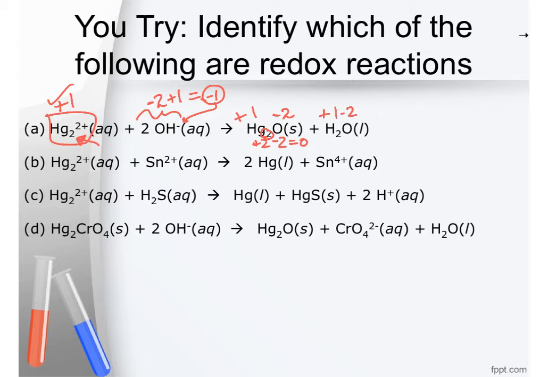So now look and see if any of the atoms have changed their oxidation number from the reactant side to the product. Mercury has stayed the same. Oxygen has stayed the same in each case. And hydrogen has stayed the same in each case. So this is not a redox reaction.